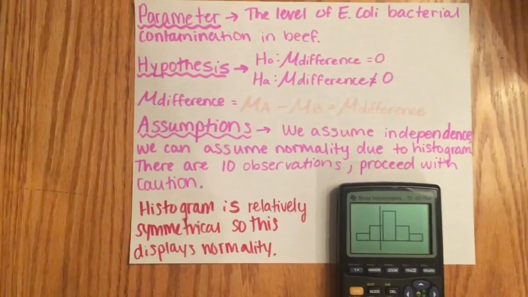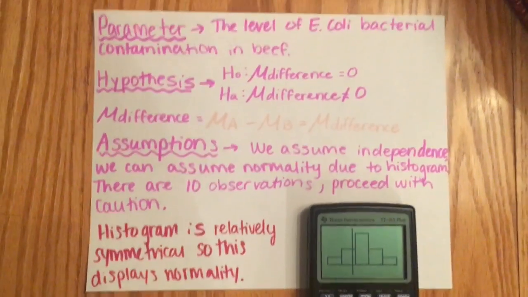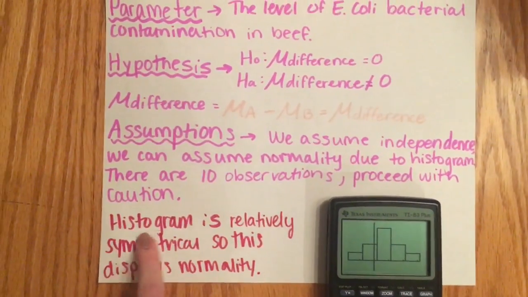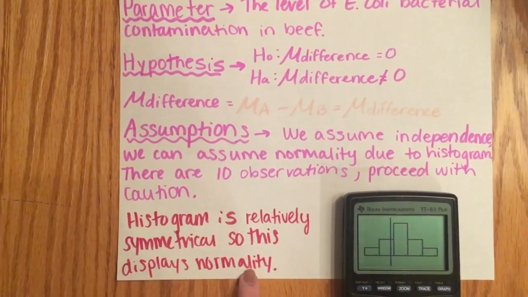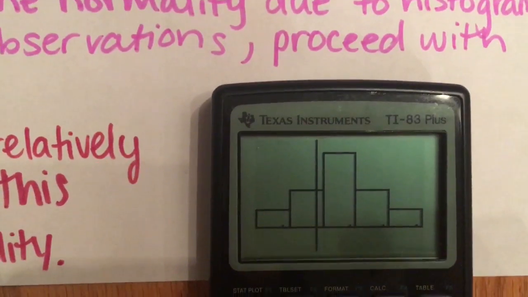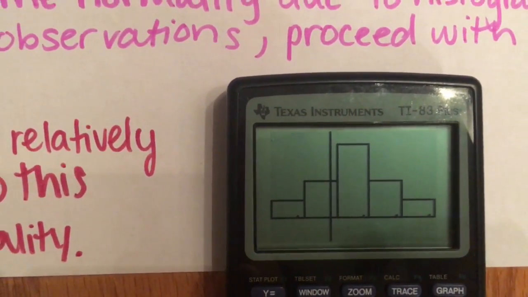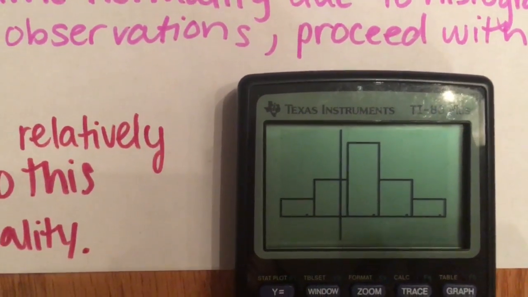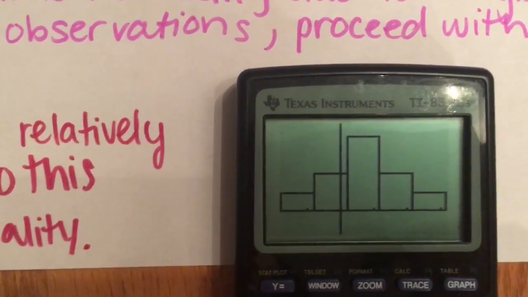We can also assume normality due to the histogram. Because n is only 10 observations, we would proceed with caution, but I also graphed it. So the histogram is relatively symmetrical, so this displays normality. And here's the histogram. I just did list 1 and list 2 of the observations we were given, and then did list 3 as list 1 minus list 2, and graphed it.